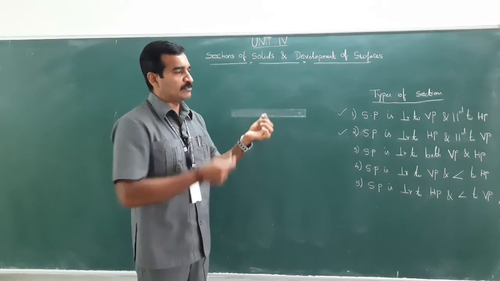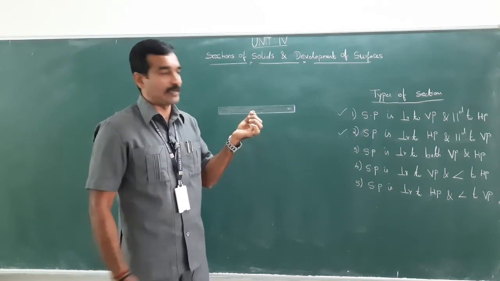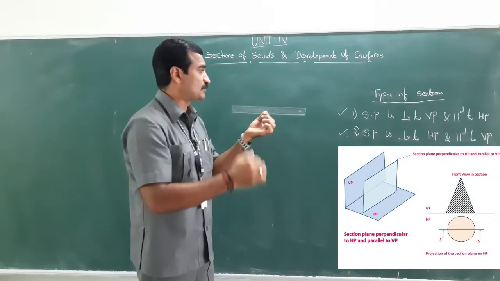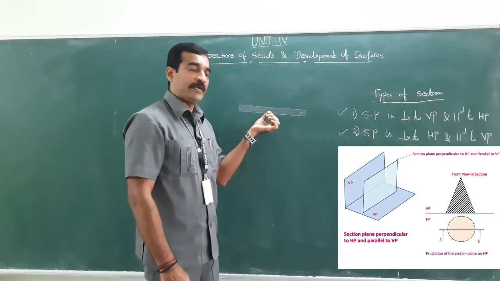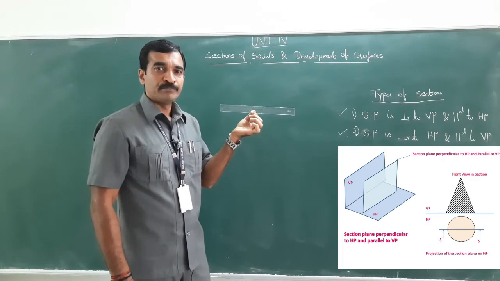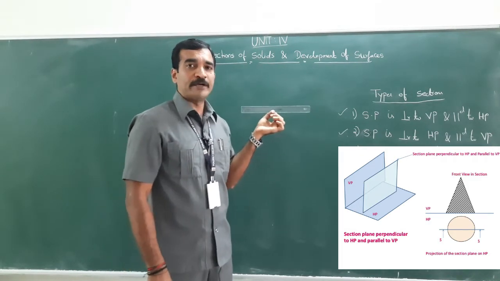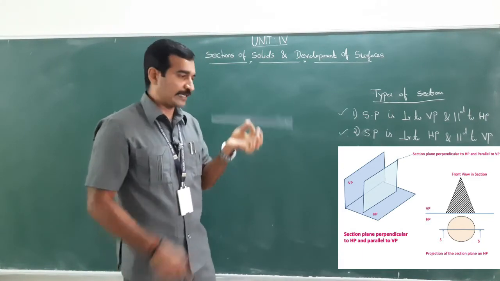If I keep the object in this manner, that is the section plane. If I keep the section plane in this manner, this plane surface is parallel to VP and it is making 90 degrees with HP. Therefore, the section plane is parallel to VP and perpendicular to HP. This is the second position.